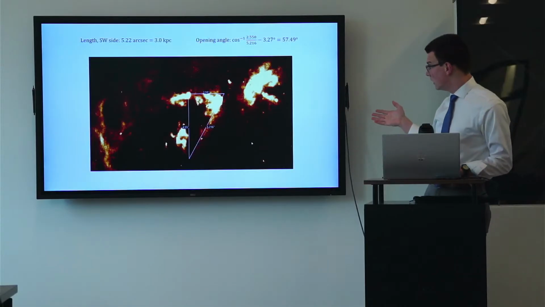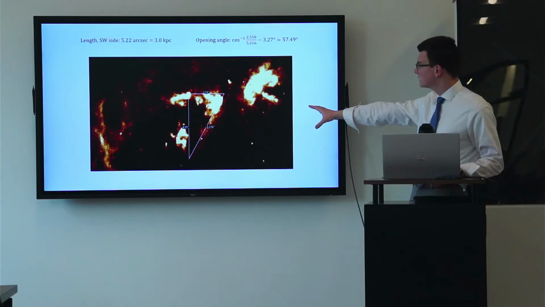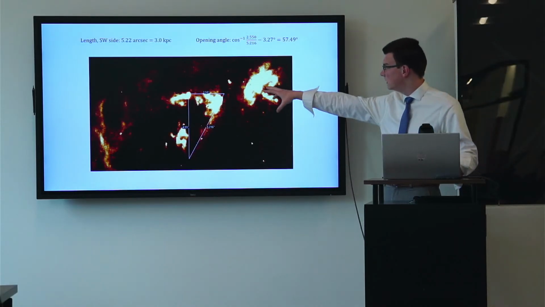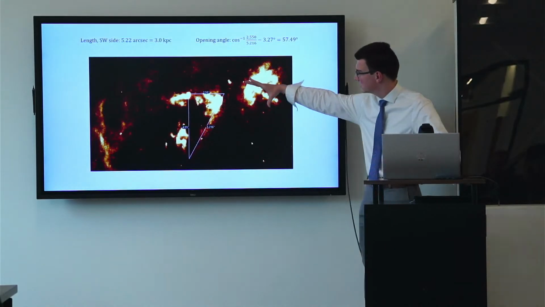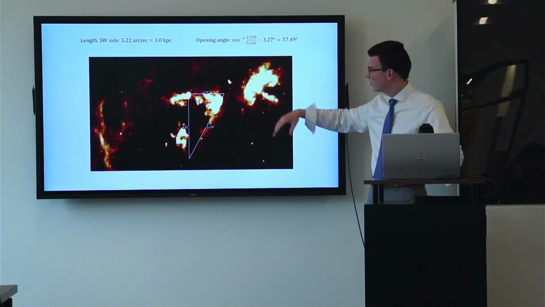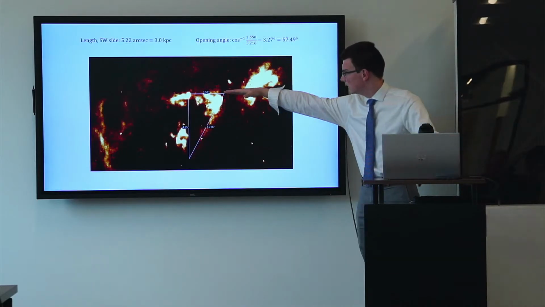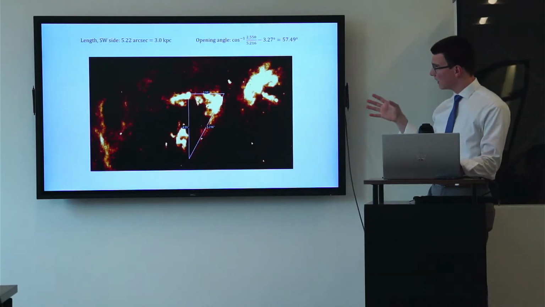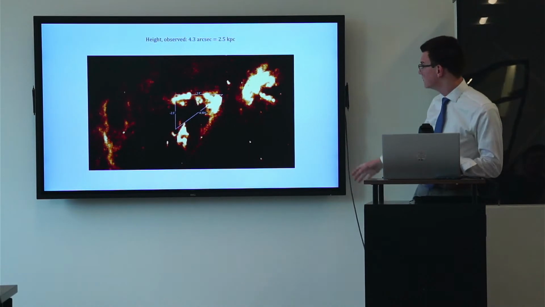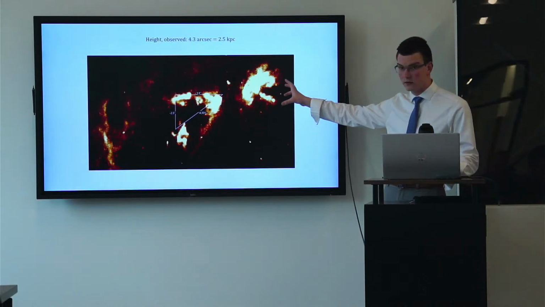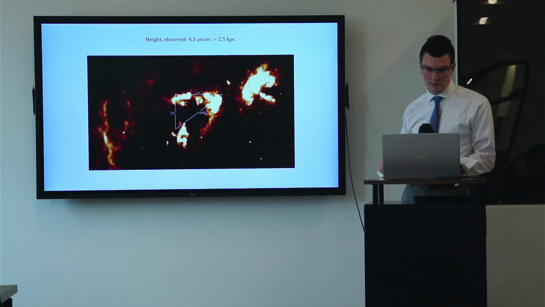And then I went ahead and measured the south side at about 5.22 arc seconds, and then again used the dimensions of this triangle to calculate the opening angle, which is just this angle up here at the top of the cone. And then I subtracted that 3.27 degrees because again, it's not quite horizontal. So the opening angle is about 57 degrees. And then lastly, I got a measurement for what the height of this cone would be, just going straight down the middle, at about 4.3 arc seconds.